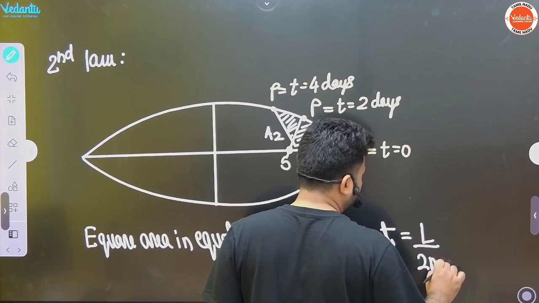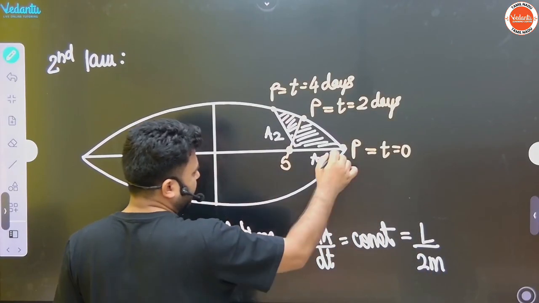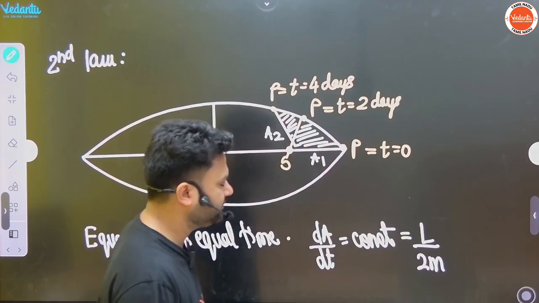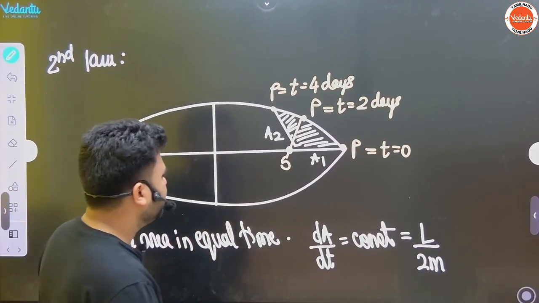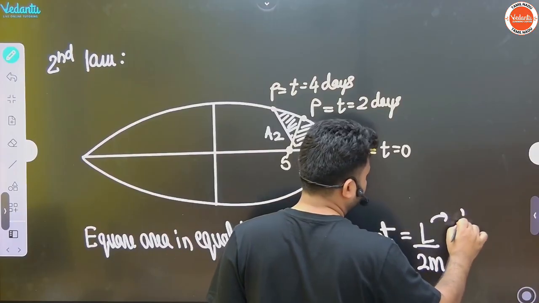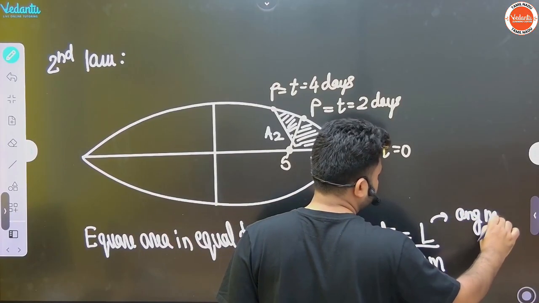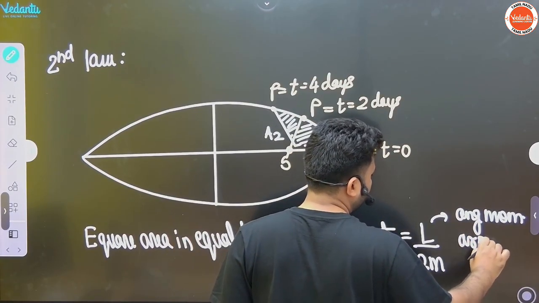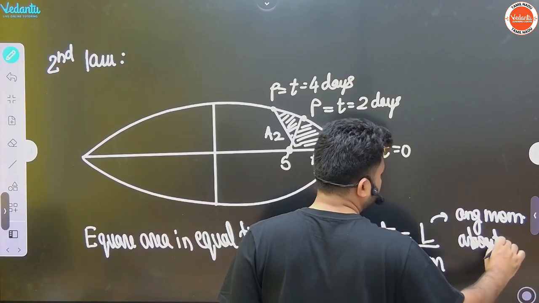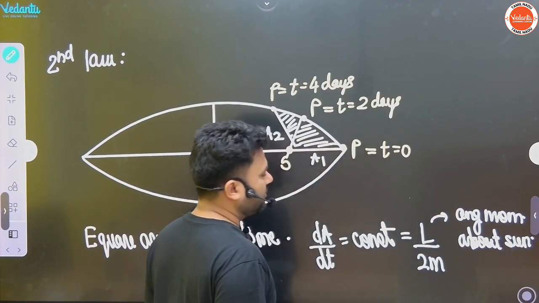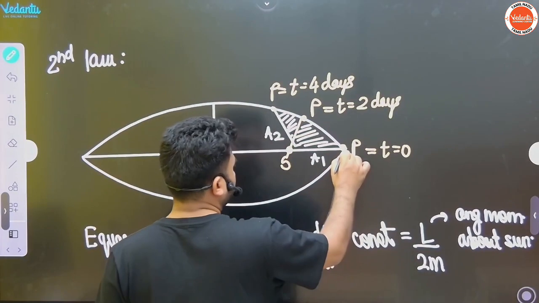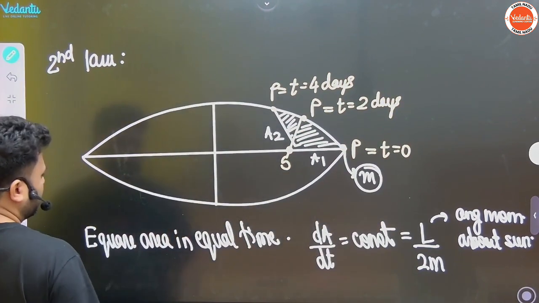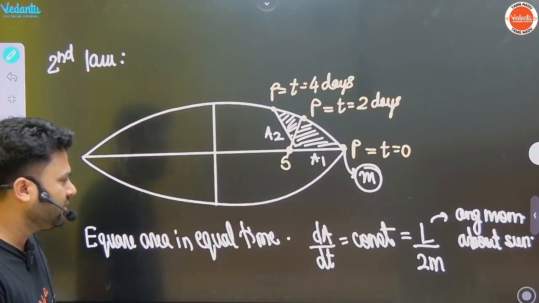What is L? Angular momentum of this planet around the sun, about the sun. M is the mass of the planet. Its mass is M. Okay, this is also something they don't ask questions on.